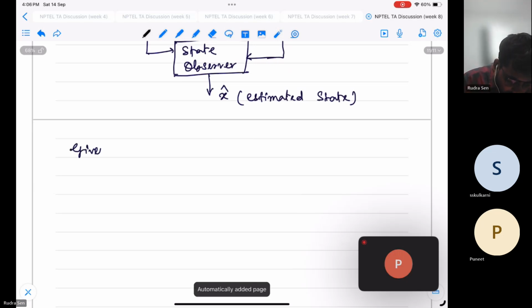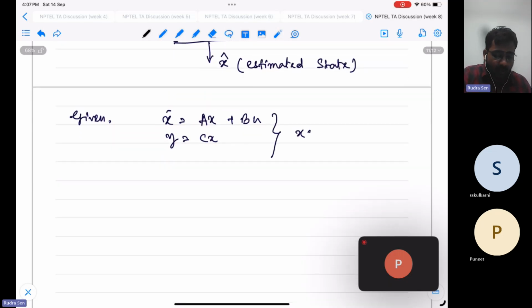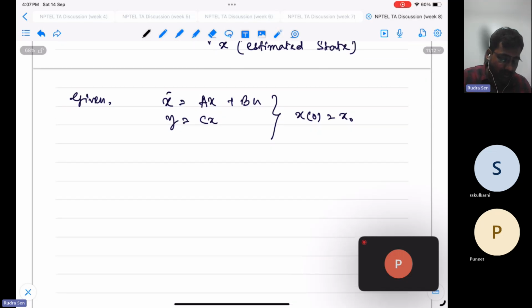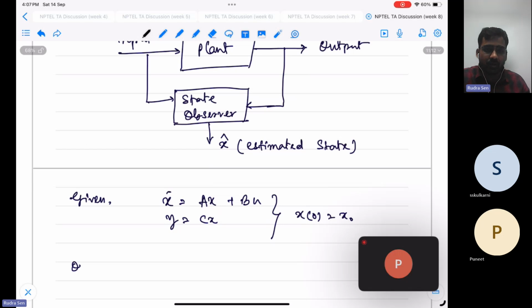Now given my system is x dot equals Ax plus Bu and y equals Cx. Here x at 0 is 0. Now consider the estimated observer state. The dynamics of the observer should be equal to the dynamics of the plant. It can't be different from the dynamics of the plant because we are estimating the states. So we need the same dynamics. Using the same dynamics, we are estimating the states.